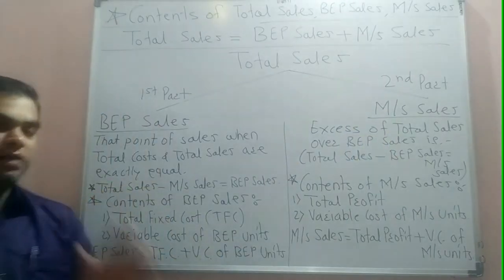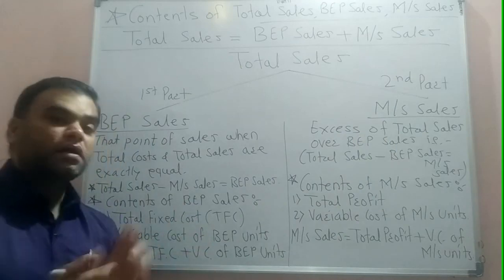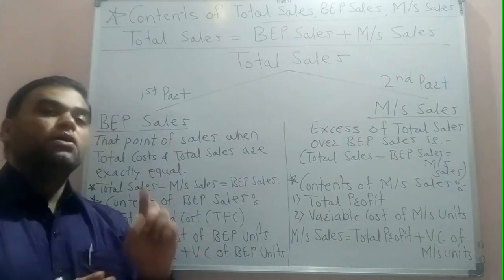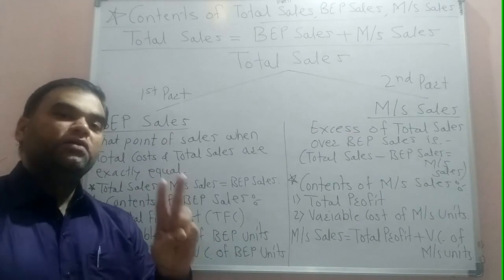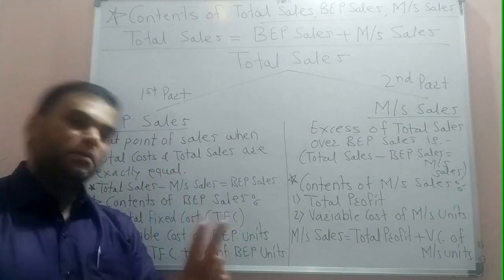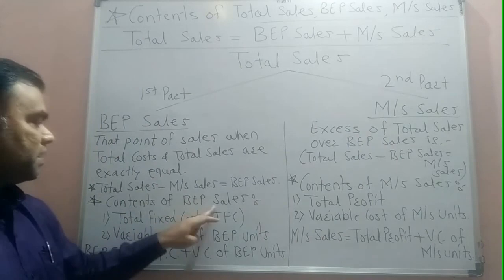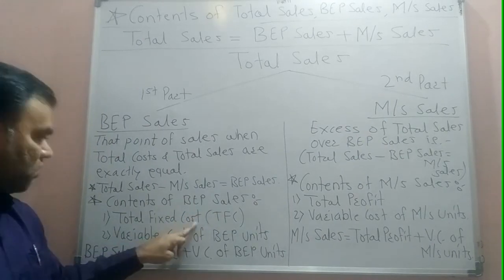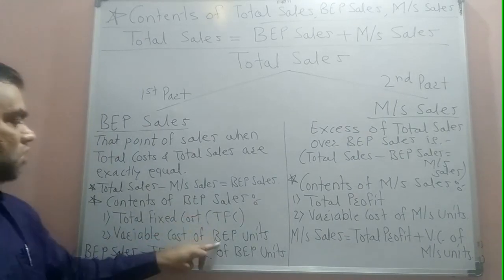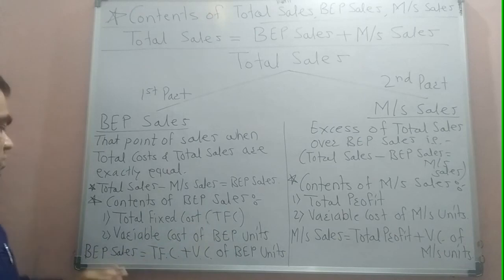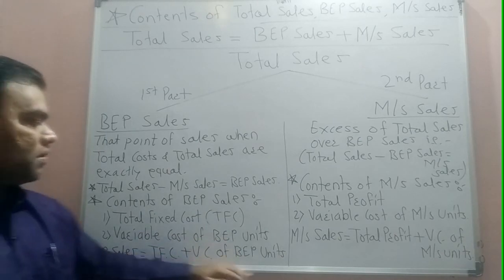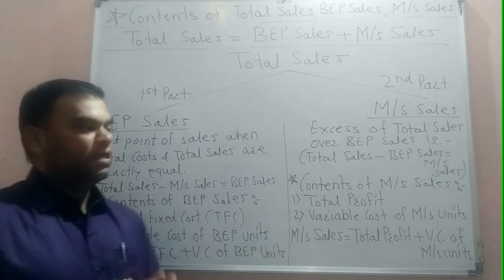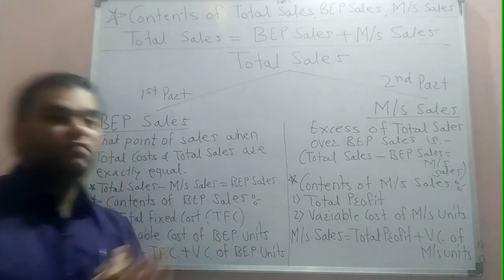And what are the contents of BEP sales? Total fixed cost and second, variable cost of BEP units. So BEP sales is equal to total fixed cost plus variable cost of BEP units. And what are the contents of margin of safety sales?